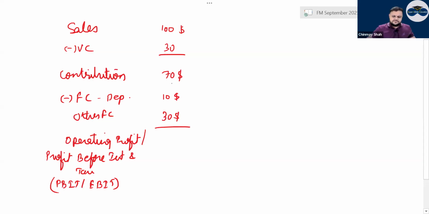Now see, sir, after making and selling this bottle, how much profit is left in our pocket? I'm not saying money, I'm saying profit that is left in my pocket. 70 minus 10 minus 30. How much is remaining? Operating profit or PBIT, do the calculation. $30 remaining. This is PBIT.